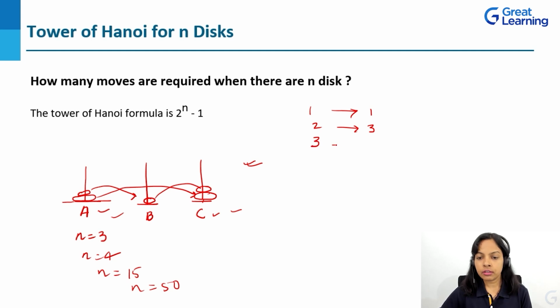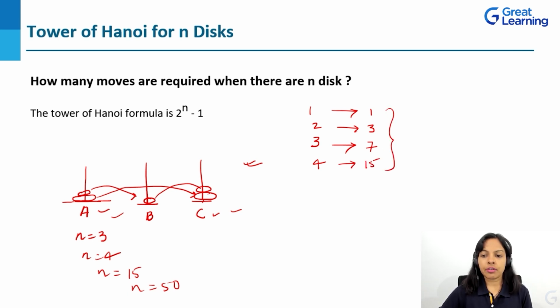Similarly, for 3 disks, how many steps are required? I'll tell you soon how the movement is done in case of 3 disks, and in case of 4 disks also. But as of now, let me just directly tell you that for n equal to 3, the number of steps is 7. If the number of disks is 4, then the number of steps will be 15.